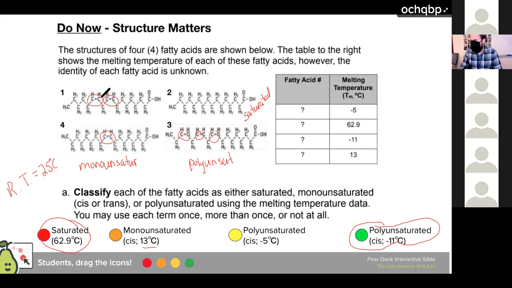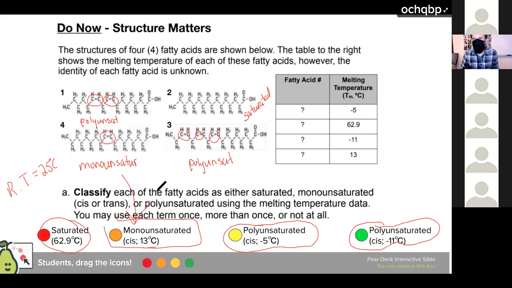Well, this is going to be a polyunsaturated, but it only has 2 carbon-carbon double bonds. So in terms of its level of bendiness, right, of kinks, it's going to be slightly less bent than number 3 would be. So we would expect it to have a slightly higher melting temperature, still pretty low, right? Still -5, but higher than -11. And that's going to make that final choice monounsaturated.